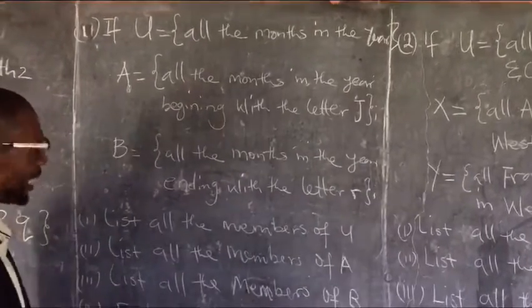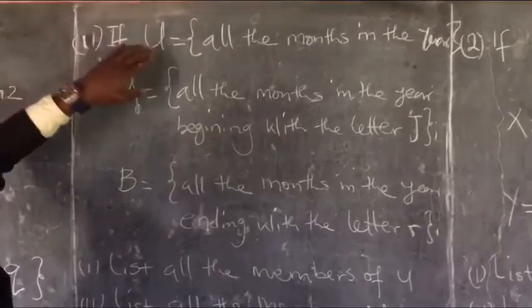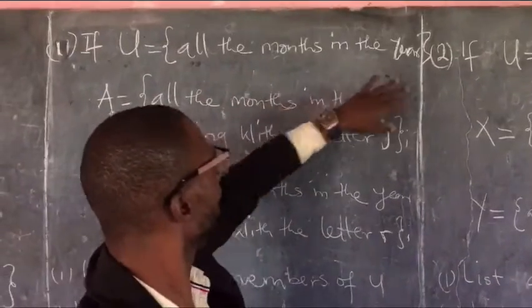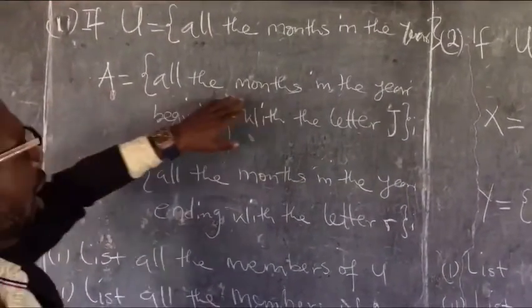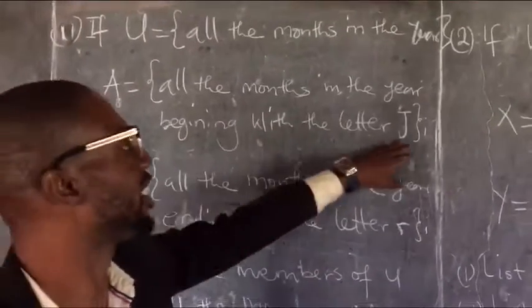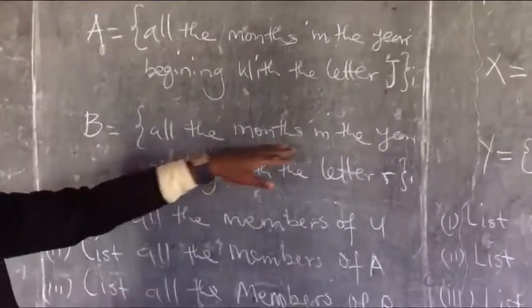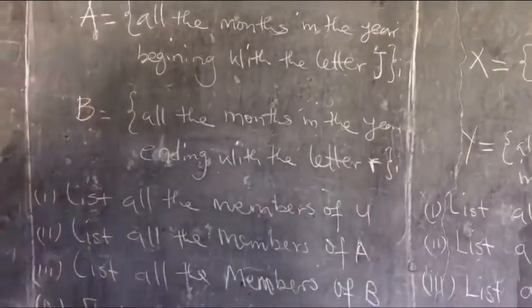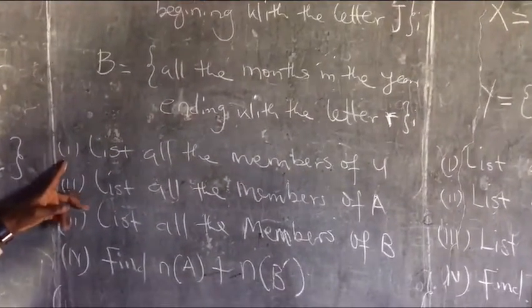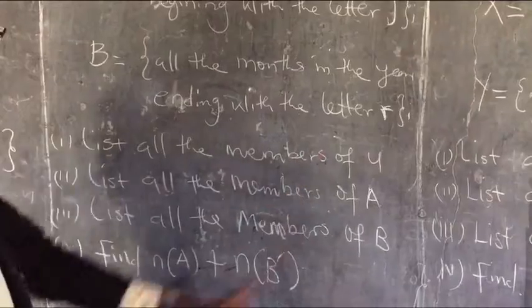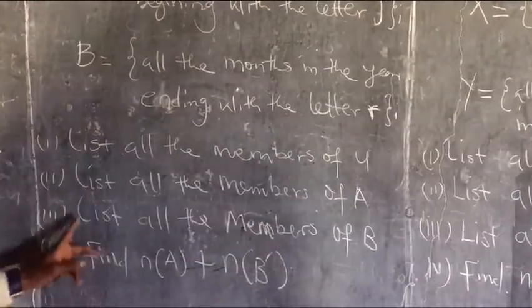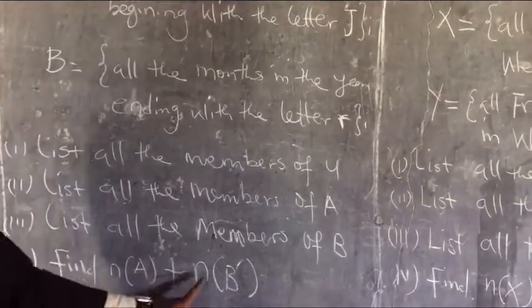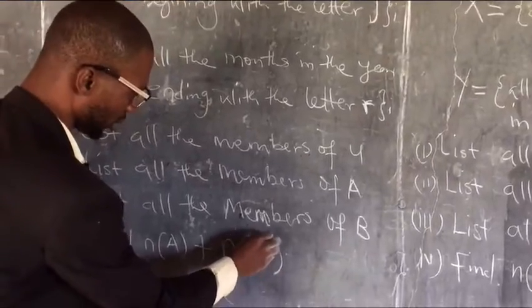Alright, now help me try these questions. This one say if U be set of all the months in a year, and then set A all the months in a year beginning with the letter J, and then set B all the months in a year ending with the letter R. Then the question we will go answer with this: list all the members of set U, list all the members of set A, list all the members of set B, and then find the cardinality of A plus the cardinality of B complement.